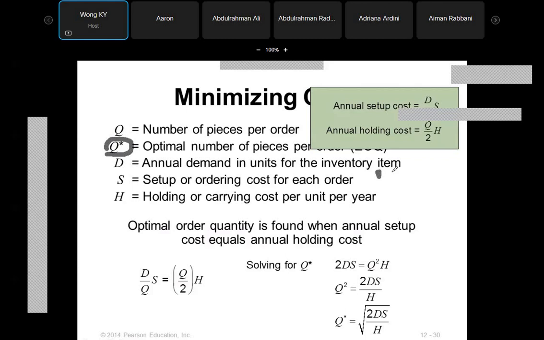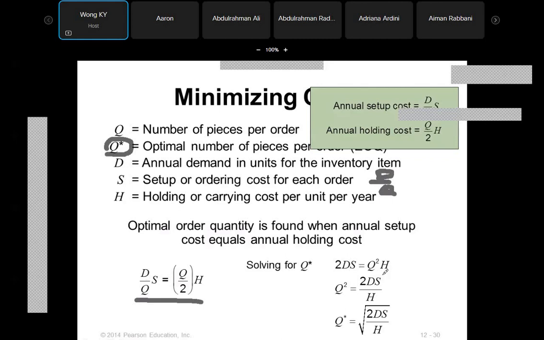Setup cost is D per Q. I think you look at this better. I don't have to write. Look at this better. So D per Q times S is the setup cost, equals to the holding cost. So when they are equal, we can solve for Q.